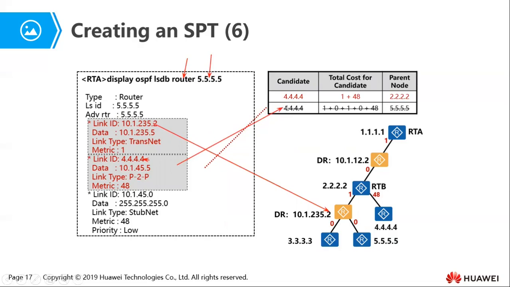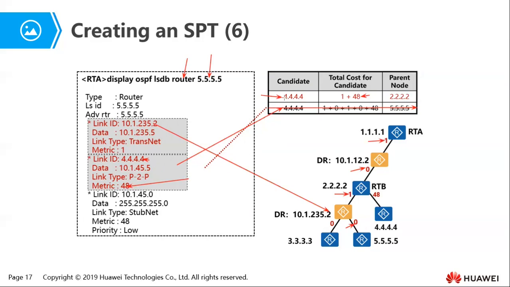To add 4 on our SPT, we have to add the total cost. So it's going to be 1 plus 0 plus 1 plus, remember we are at 5, plus 0, then plus 48. That will give us 50. Remember, we already had another 4, and this other 4 is giving us 49. Because there are 2, we are going to remove the one with the highest cost. This one with the 50, we remove it.